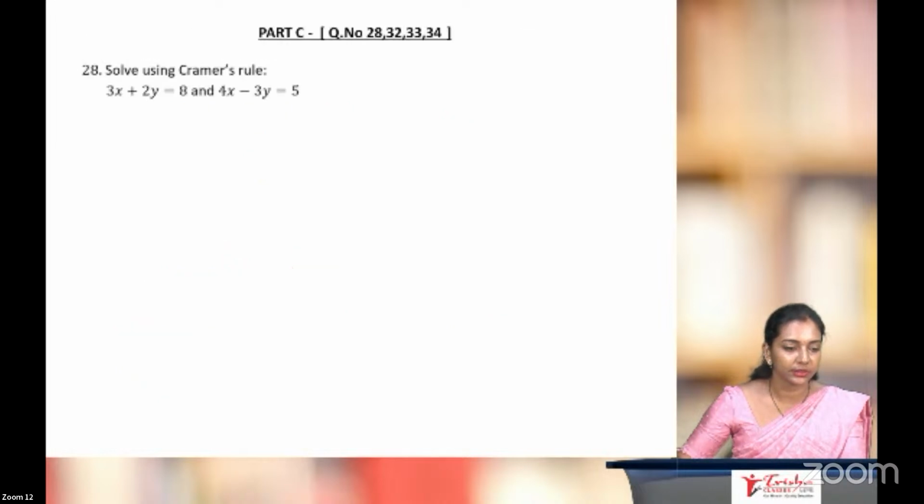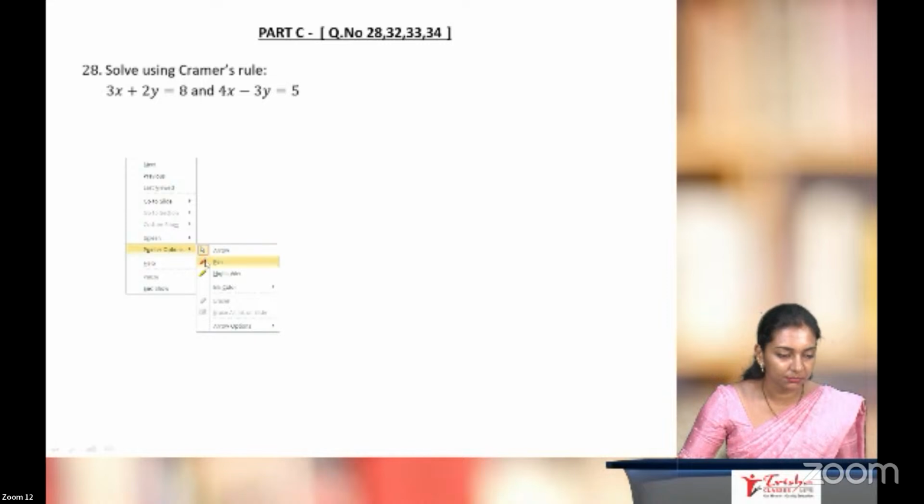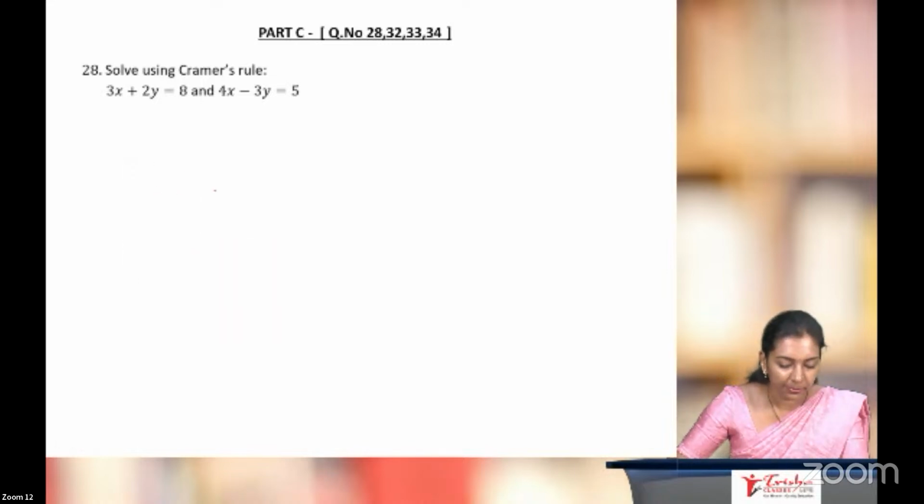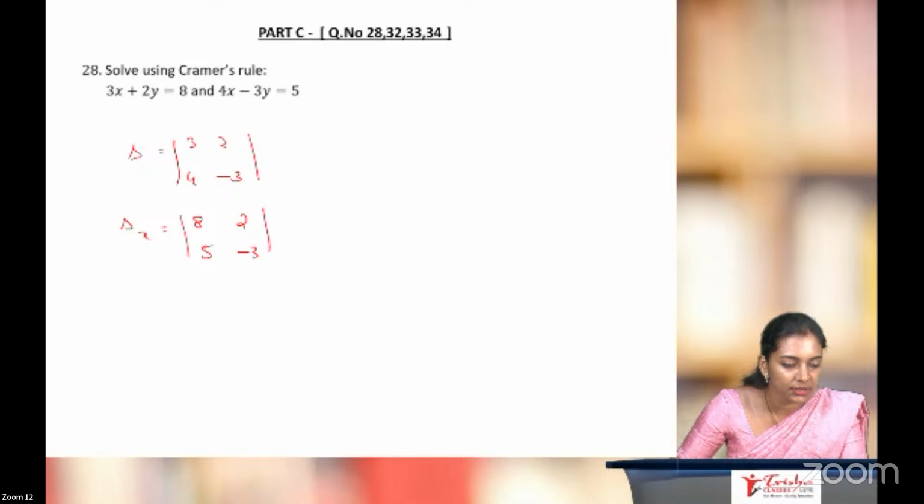Okay. Next. Yes, this is a Cramer's rule. You can expect in the part C. First question, Cramer's rule is fixed actually. So just note down how you can solve this. So delta. What do you have to take? Only the coefficients of x and y. 3, 2 and 4, minus 3. What is delta x? Replace the x coefficients with the constants. 8, 5 and y coefficients as it is.